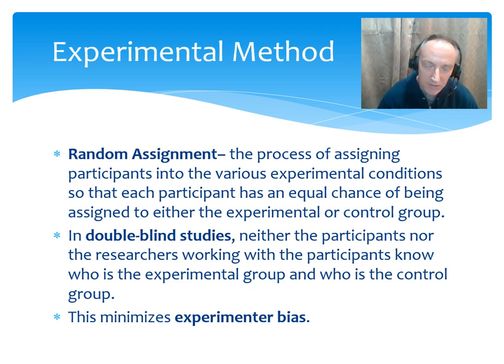Now, some studies are known as double-blind studies. That means that there's somebody without a vested interest in the outcome of the study, like somebody involved in the research, who knows what group people are in. But the experimenter himself, who is conducting the research, does not know who is in what group. That allows us to minimize experimenter bias.